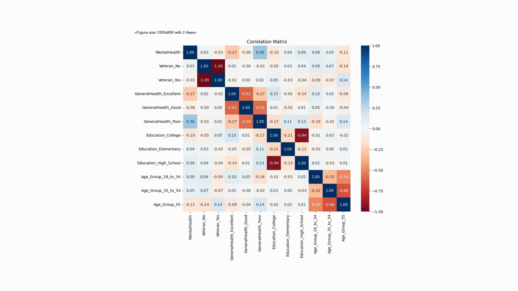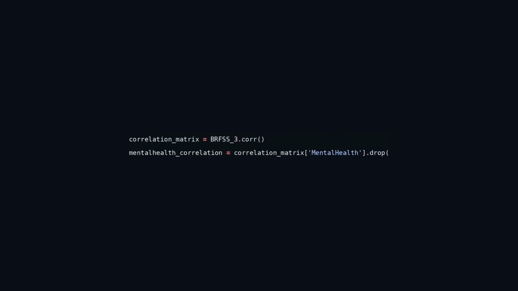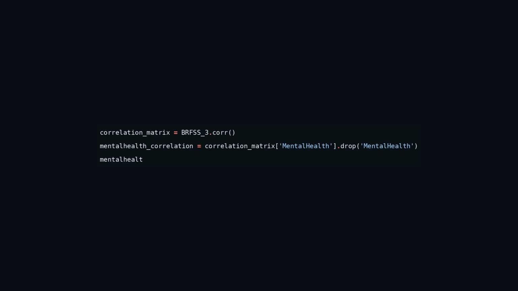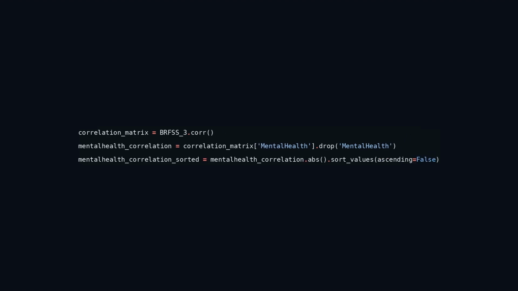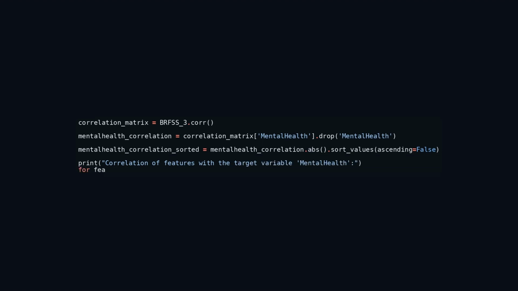The given script analyzes the relationship between the variable mental health and other attributes within the dataset. Initially, it generates a correlation matrix utilizing the corr method, evaluating the linear connections between all variable pairs. Subsequently, it isolates the correlations involving the mental health variable from this matrix, excluding self-correlation, which defaults to 1. Following this, the code arranges the correlation coefficients in descending order based on their absolute values, indicating the strength of the relationships. Lastly, it displays the feature names alongside their correlation coefficients with mental health.